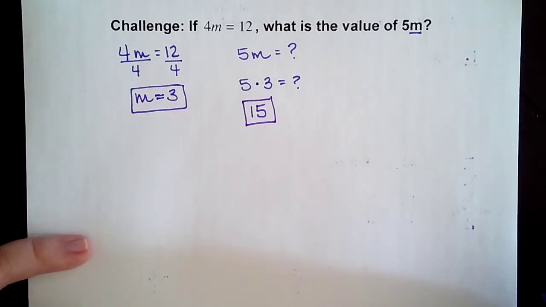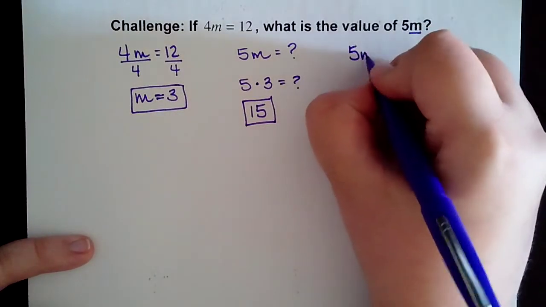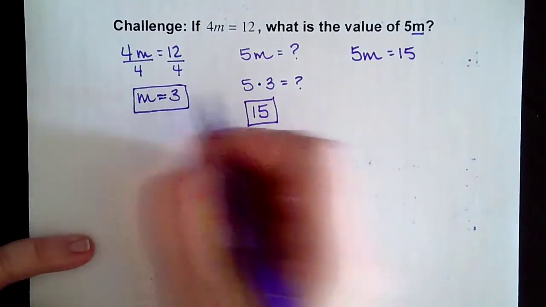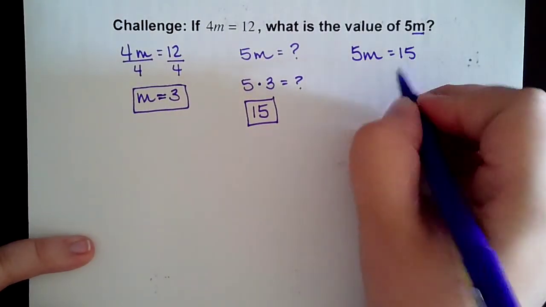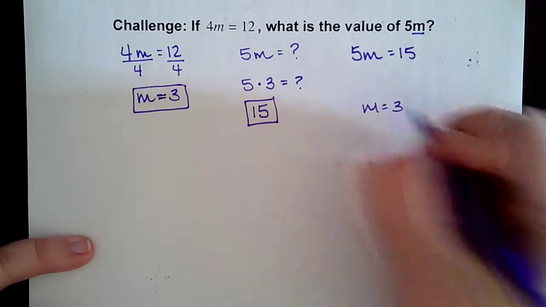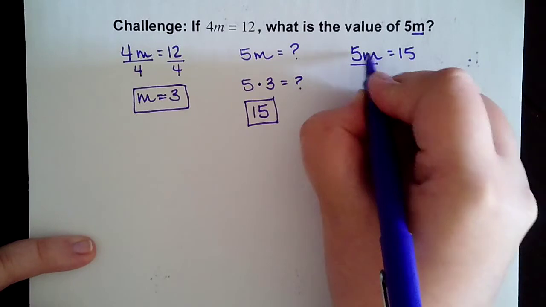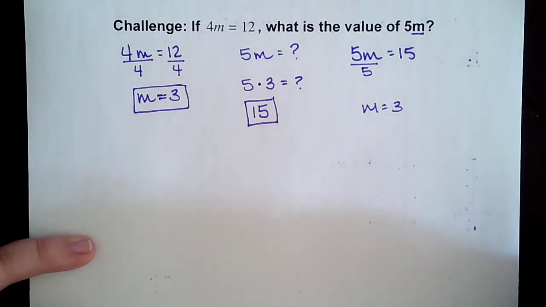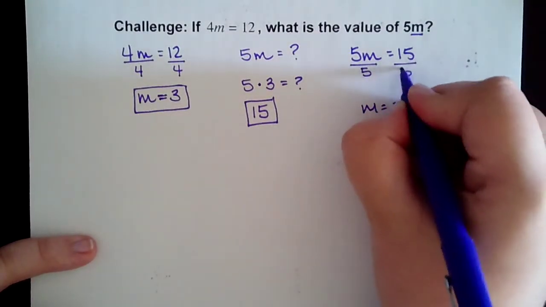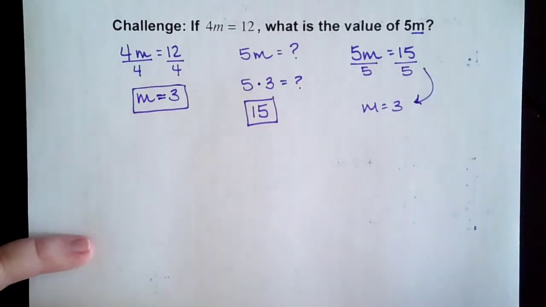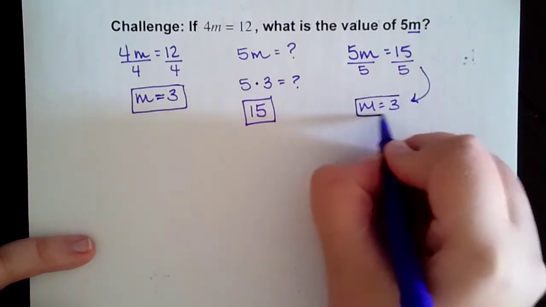I can even go a step further. I can check that answer and say, if I know that 5m equals 15, and I know that m equals 3, when I solve this problem, I should get m equals 3 as my final answer. Let's do the middle step. If this is multiplied by 5, I need to divide by 5. Divide by 5 on the right side. And when I do this, I do get m equals 3.